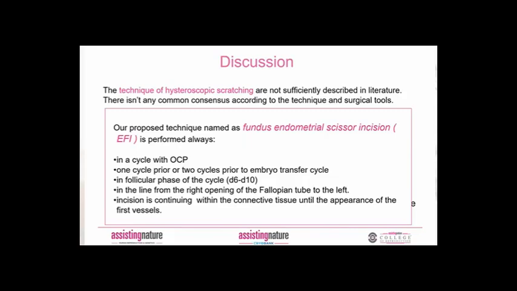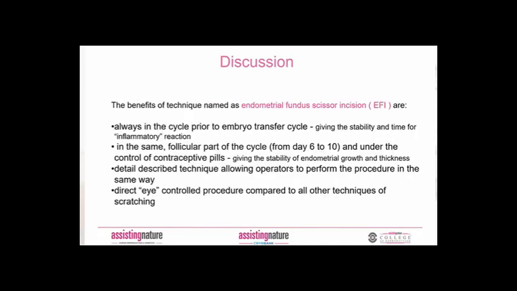Our proposed technique, named fundus endometrial scissor incision, is performed always in a cycle with OCP, 1 or 2 cycles prior to the embryo transfer cycle, in the follicular phase of the cycle, day 6 until day 10, in the line from the right opening of the fallopian tube to the left. Incision continues within the connective tissue until the appearance of the first vessels.